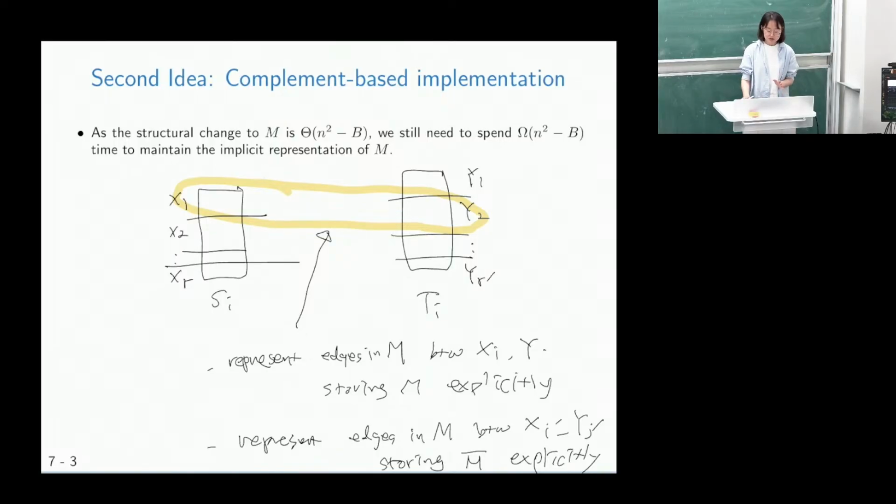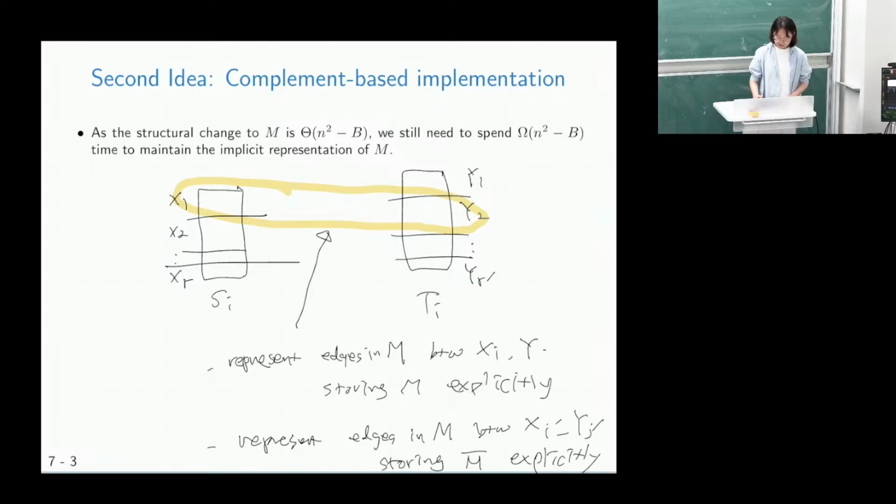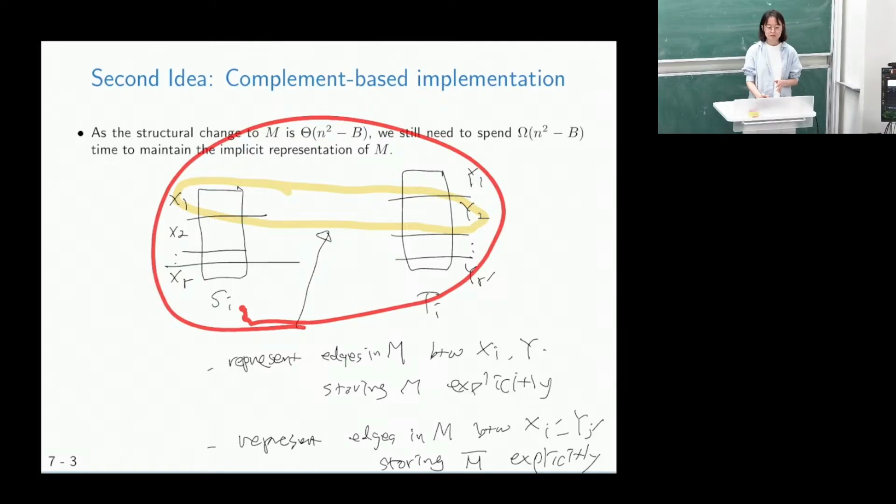However, this does not ensure that the complexity of the representation is order of B. For any matching, we can use this strategy, but the size of the representation depends on the matching, so we cannot ensure that the size of this representation is order of B. So to ensure that the size of this representation is order of B, we need to slightly modify the graph algorithm.